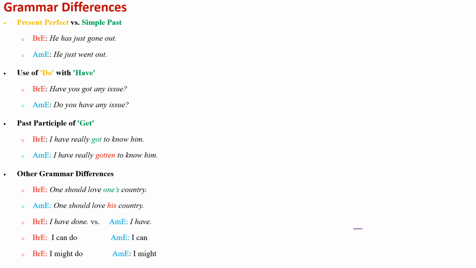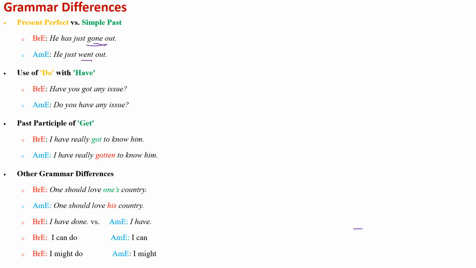Here are some examples. For British English: he has just gone out. This is in present perfect tense, has just gone out, V3. Whereas in American English: he just went out. Here Americans use simple past tense. Britishers use present perfect tense, whereas the Americans use simple past tense.